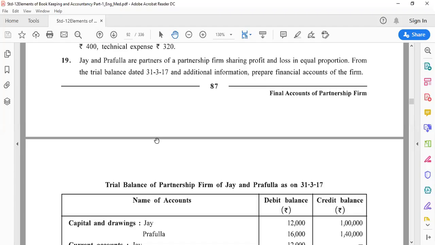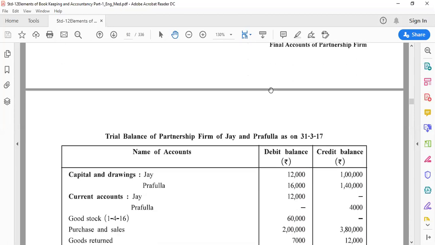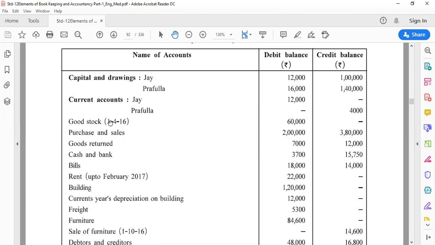So exercise question number 19 of partnership final account, right? Today we are going to see its calculation and tomorrow we'll solve this question. Jay and Prafula are the partners sharing profit and loss equally, 1:1 you can say. From the trial balance dated 31st March 17 and additional information, prepare final accounts of the firm.